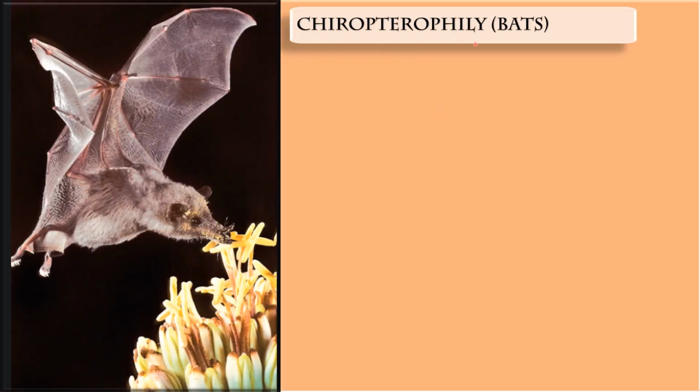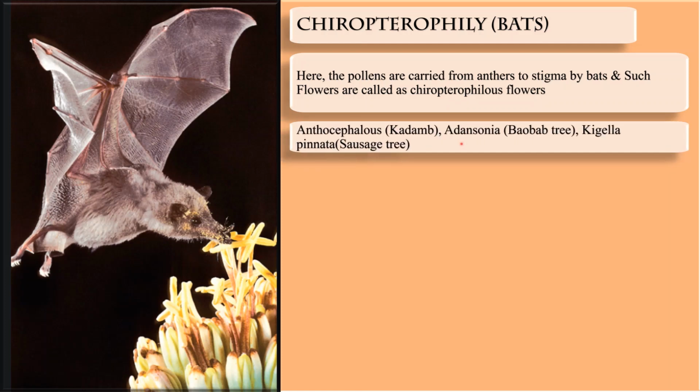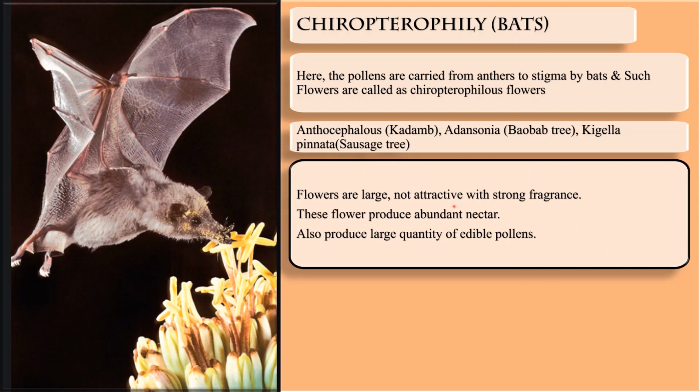The last type is chiropterophily. Here, the pollens are carried by bats. Such flowers are called chiropterophilous flowers. Its examples are Anthocephalus, Adansonia, Kigelia pinnata, etc. Such flowers are large, but they are not attractive. They produce strong fragrance. These flowers produce abundant nectar. They also produce a large quantity of edible pollens.